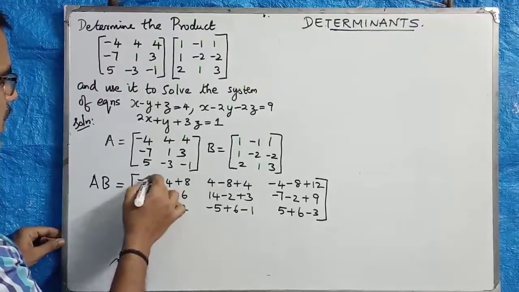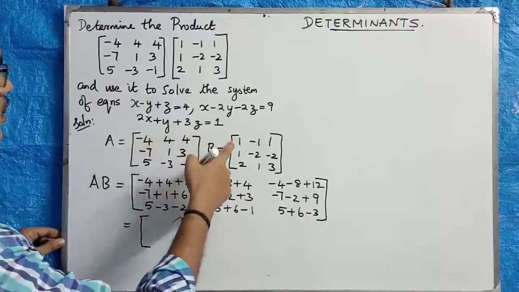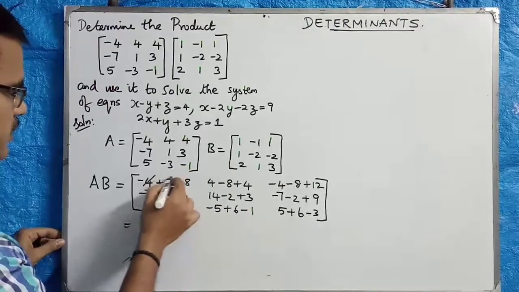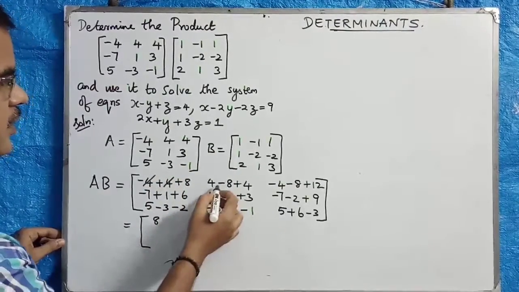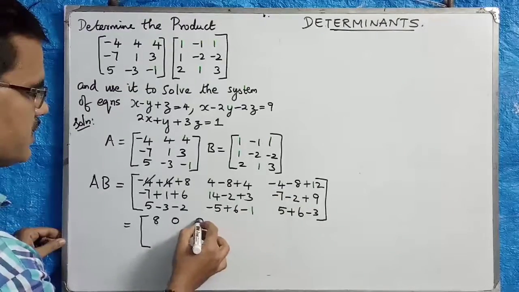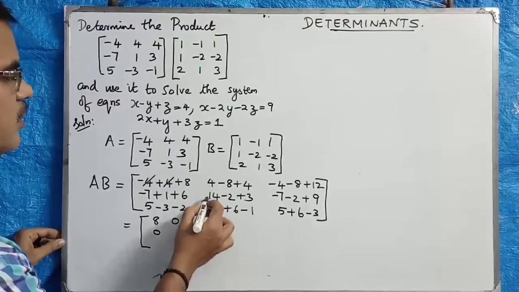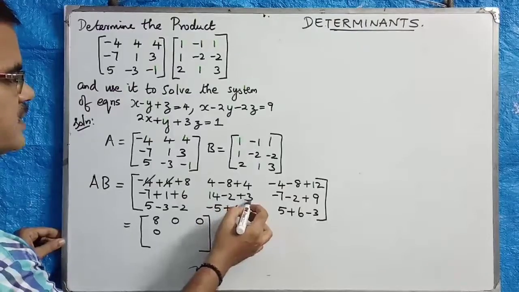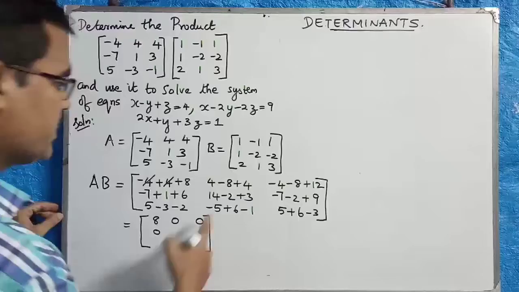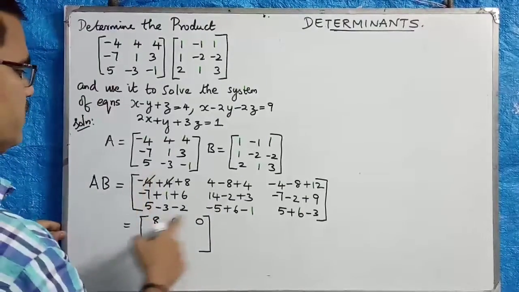So minus 4, let us check. Minus 4, plus 4 times 1, plus 4 times 2. Minus 4 plus 4 gets cancelled. We get an 8 here, 8 minus 8 is 0. Here 12 minus 12 is 0. So 7 minus 7 again 0. 14 plus 3 is 17, minus 2 is 15. Let us check this one, because we will be getting the result in the form of an identity matrix. So let us go with checking this one.